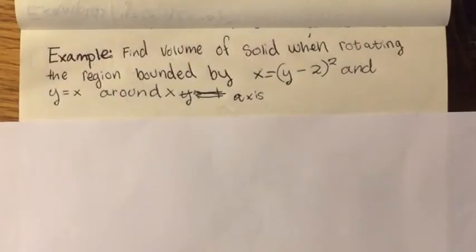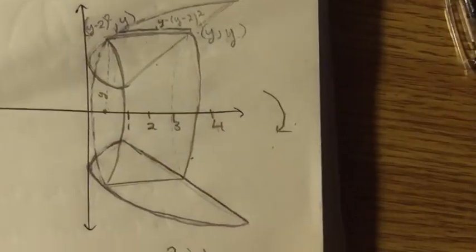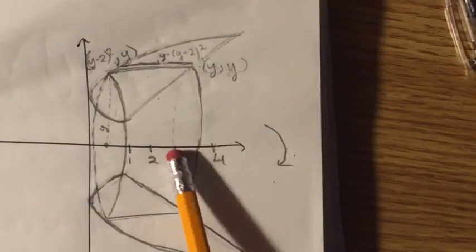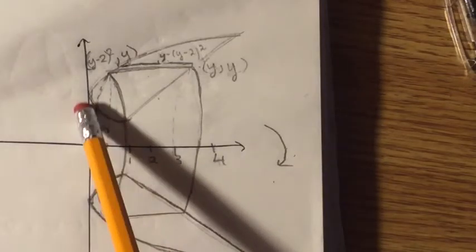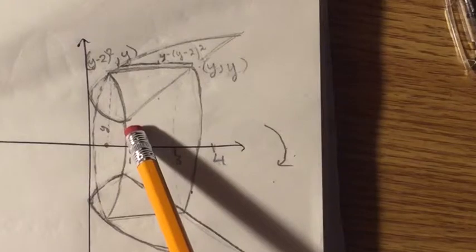Alright, this next example is a little bit different, but has the same kind of steps. It reads, find the volume of a solid when rotating the region bounded by x equals (y minus 2) squared and y equals 1 around the x-axis. Let's look at this beautiful graph. It's going to look something like this. This is going to be x equals (y minus 2) squared, and this is going to be y equals x.